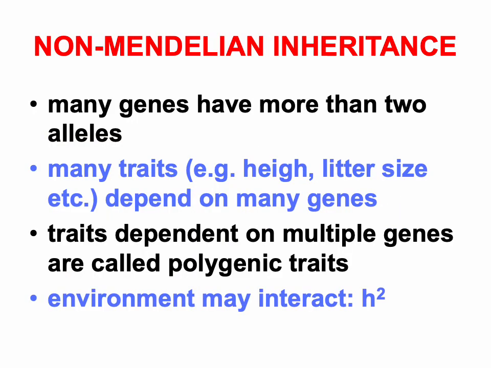But in the animal world, many genes have more than two alleles. Many traits, for example, the height or the litter size, depend on many genes, and this is non-Mendelian inheritance. Traits dependent on multiple genes are called polygenic traits. The environment may interact more or less, and it can be expressed with the h squared, the heritability number.